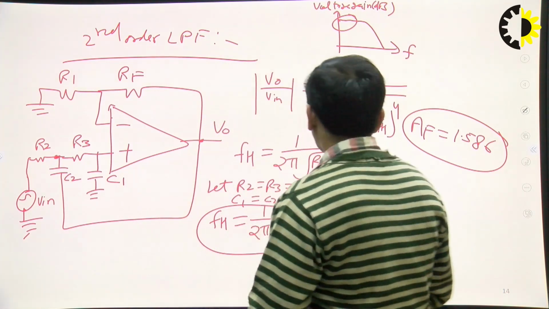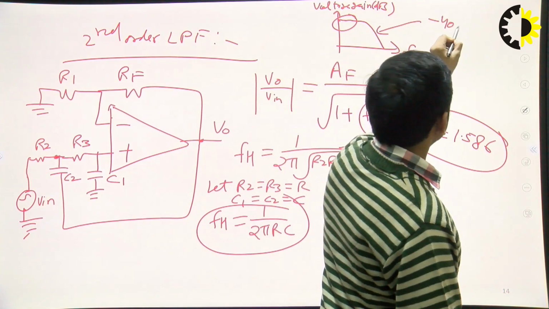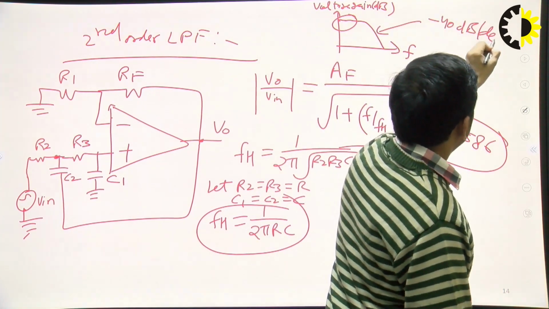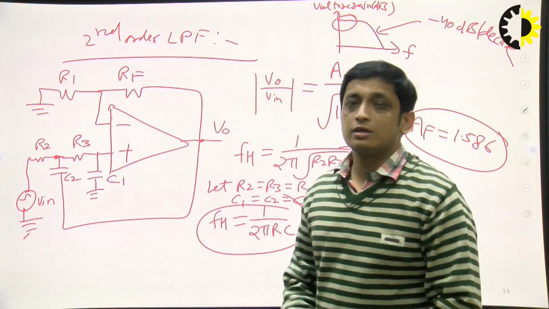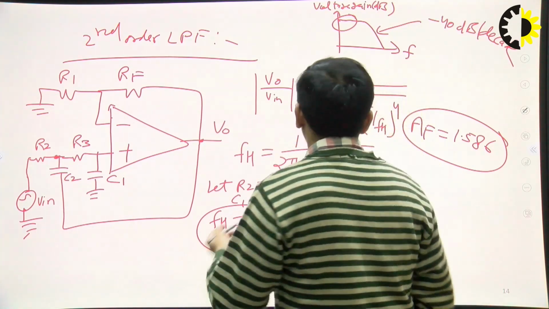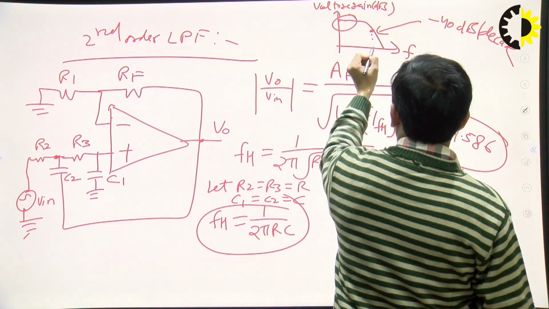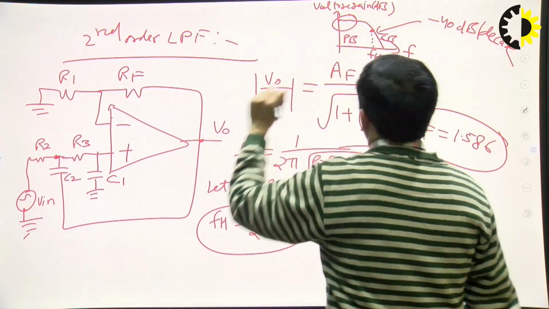Fine. And obviously, this is the second order filter, so the roll off rate will be minus 40 dB per decade. Fine. So this is the circuit of the second order filter. This one is the frequency response. Obviously, you can mention all things. This is the cutoff frequency FH. This one is the pass band. This one is the stop band.